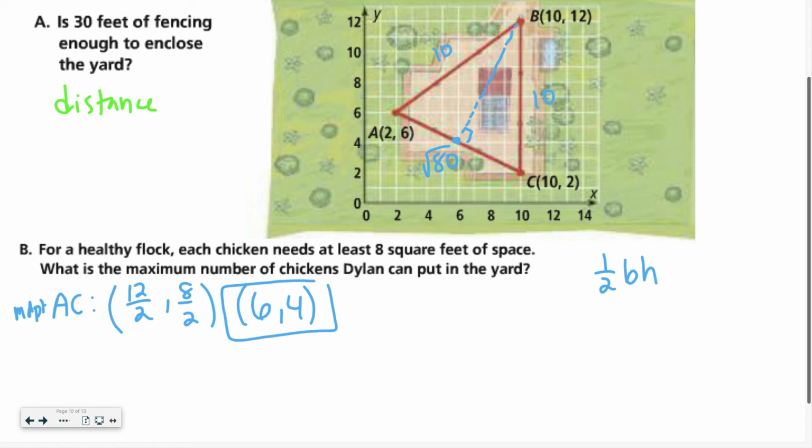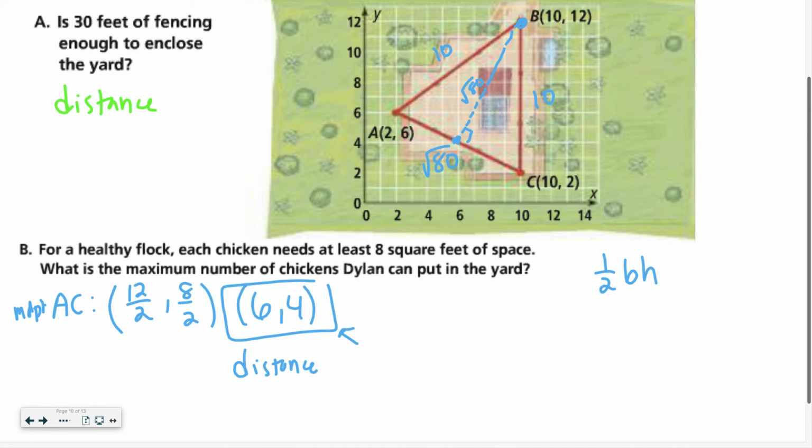And then what I would do is I would find the distance between my midpoint right here and this vertex right here, and that would give me my height. And if I were to do that, I would find that the height of the triangle is also square root of 80. It does not always work out that it matches the bottom, but in this case it does.